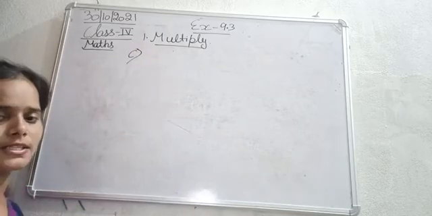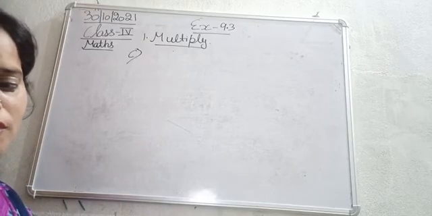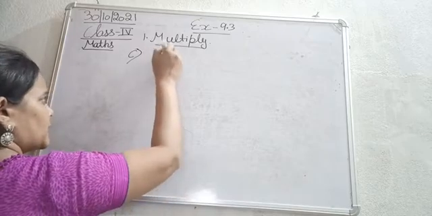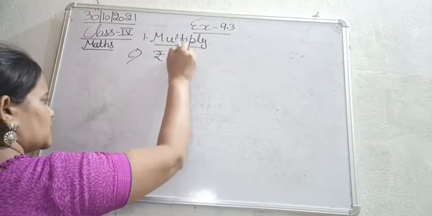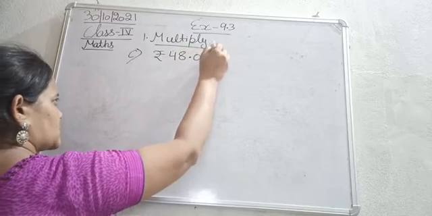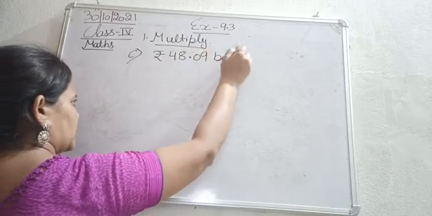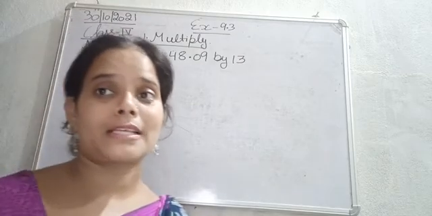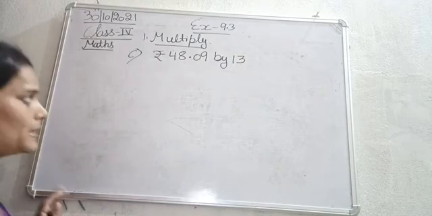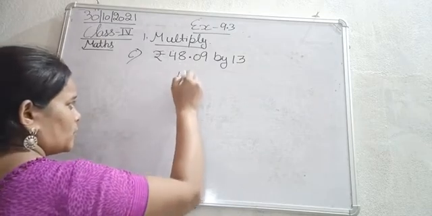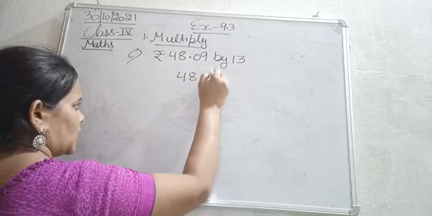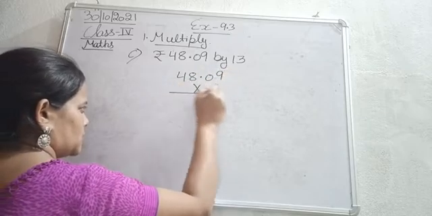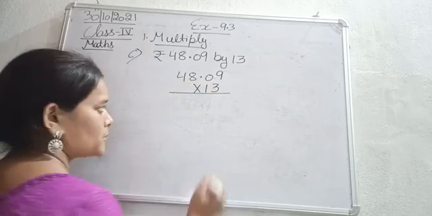The C part is multiply 48 rupees 9 paisa by 13. So we have to multiply 48 rupees 9 paisa by 13. So just simply multiply it. 48 rupees 9 paisa by 13. Okay, so let's multiply.